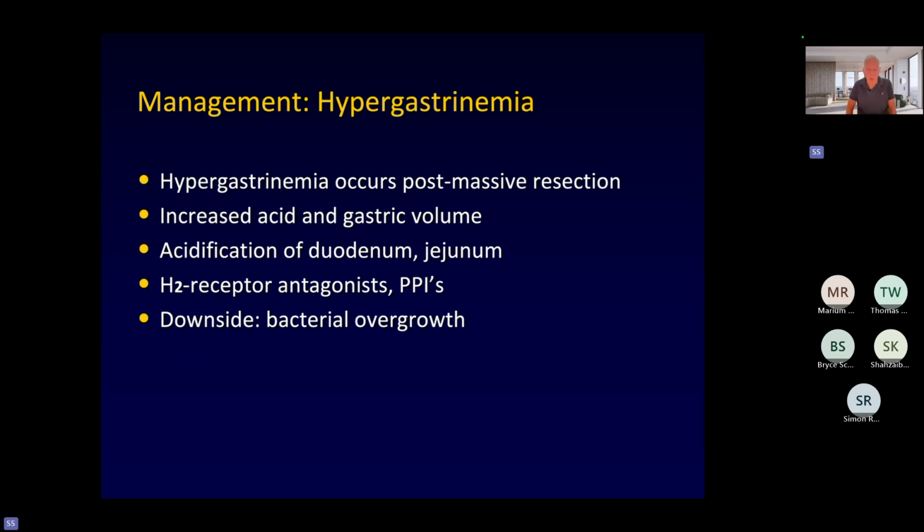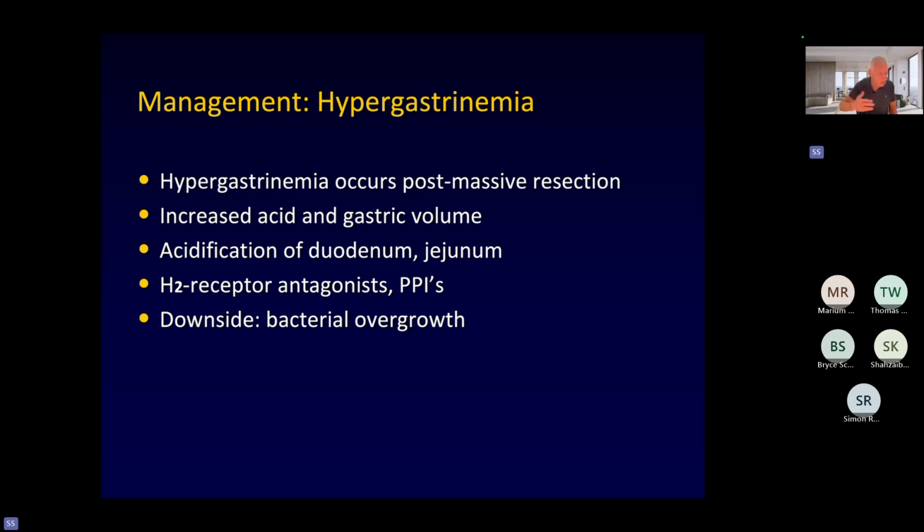Hypergastrinemia is also going to be a problem. However, it's not a bad problem because gastrin is a potent trophic hormone for intestinal growth and will occur after any massive resection. This not only leads to an enhancement of intestinal growth, but also leads to increased acid and gastric volume with acidification of the duodenum and jejunum.